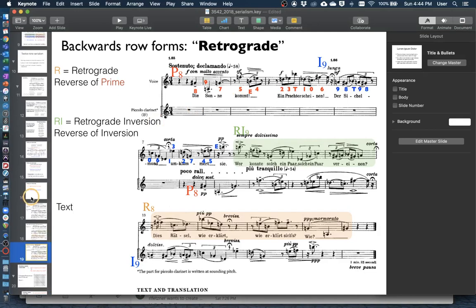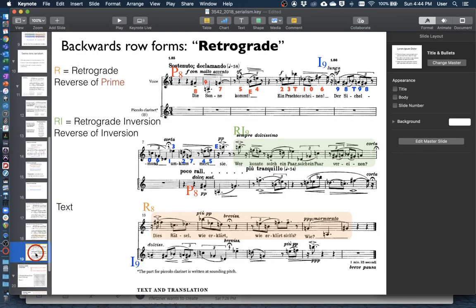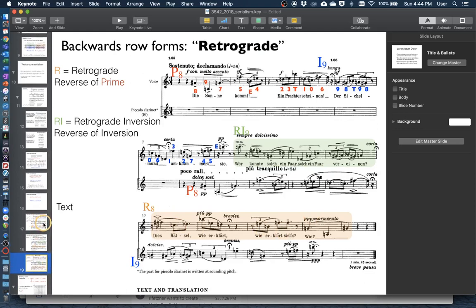Next video will address the making of matrices. A matrix is really useful for tracking and analysis of a piece. I highly recommend printing out Die Sonne kommt and tracking these sets, these row forms, through the piece, and finding those row relationships.